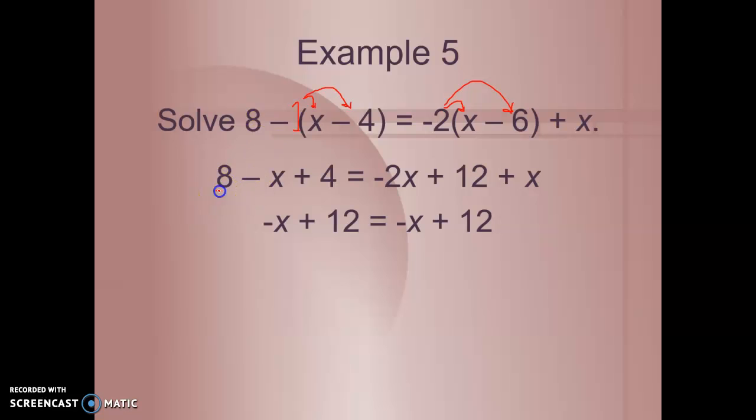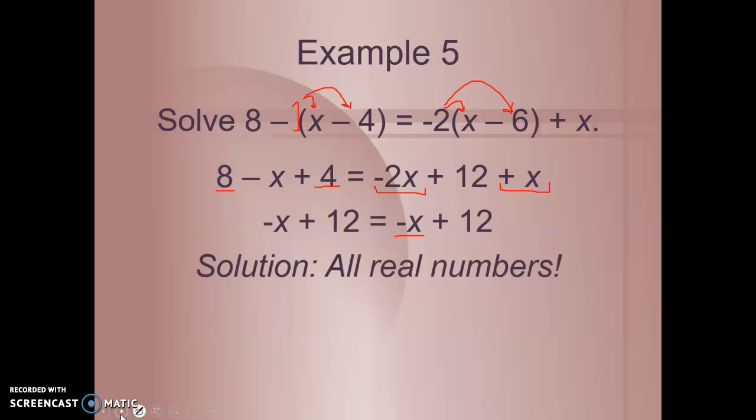Now we're going to take a look at each side of the equation and combine like terms. On the left-hand side, we can combine 8 and 4, our two constant terms. And on the right-hand side, we can combine negative 2x and positive x. Negative 2 plus 1 is negative 1. That's where that negative x comes from. Our next step would be to add our integers and put our variables on the other side.